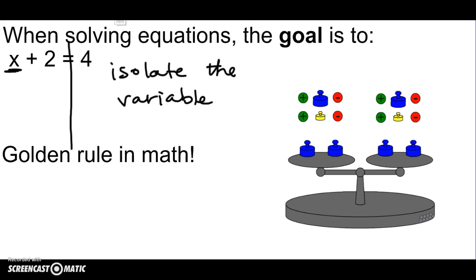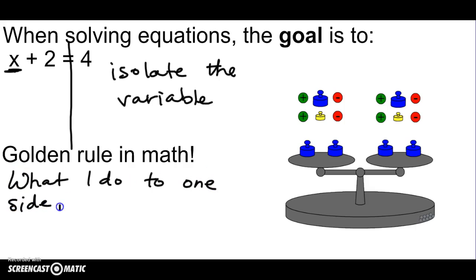And so that brings us to the golden rule of math. The golden rule of math is: what I do to one side, I must do to the other.